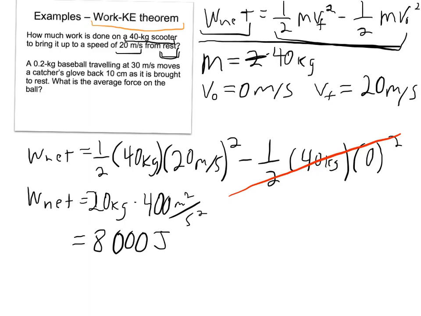So 8,000 joules of work were done to bring the scooter to a speed of 20 meters per second from rest. And that's one useful way to use the work-kinetic energy theorem, is to figure out how much work it takes to get something from one speed to another.